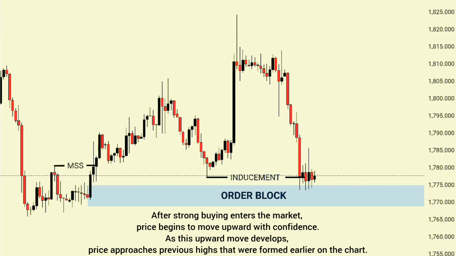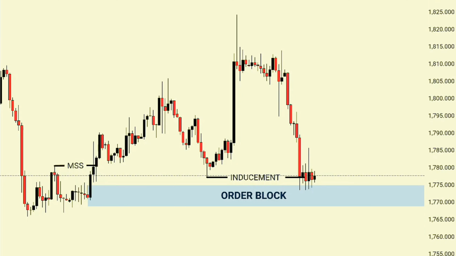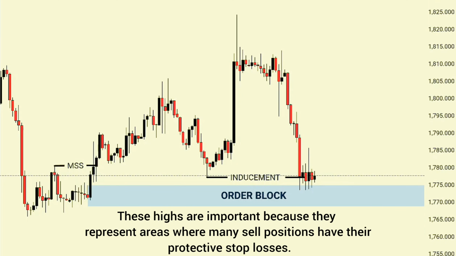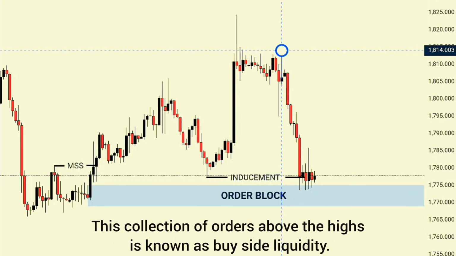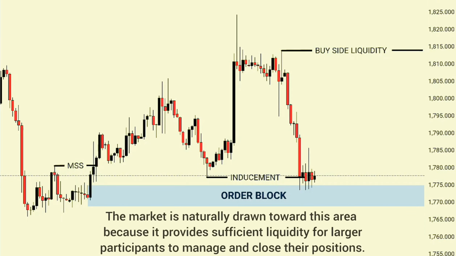After strong buying enters the market, price begins to move upward with confidence. As this upward move develops, price approaches previous highs that were formed earlier on the chart. These highs are important because they represent areas where many sell positions have their protective stop losses. They also attract breakout traders who place buy orders above these levels. This collection of orders above the highs is known as buy-side liquidity. The market is naturally drawn toward this area because it provides sufficient liquidity for larger participants to manage and close their positions.